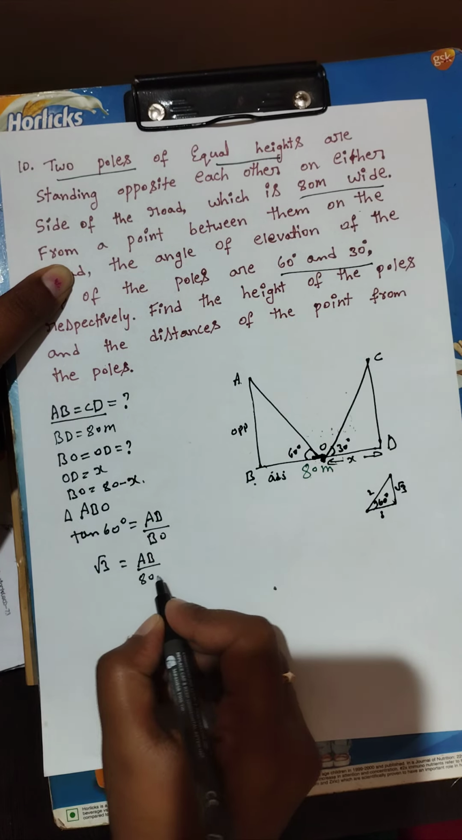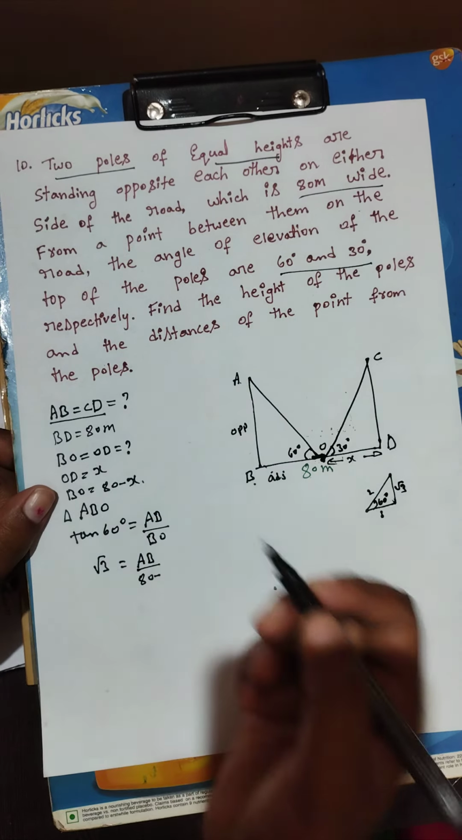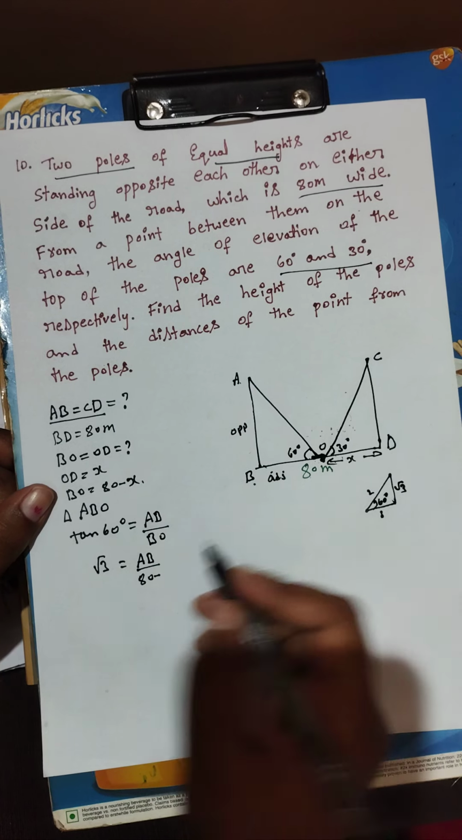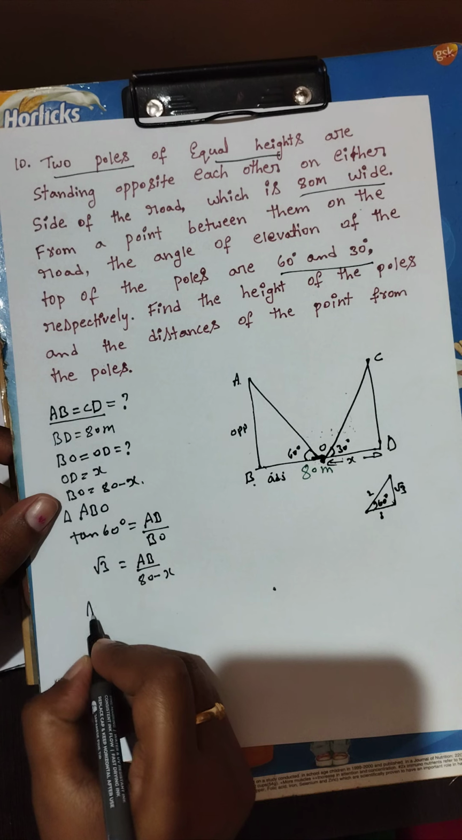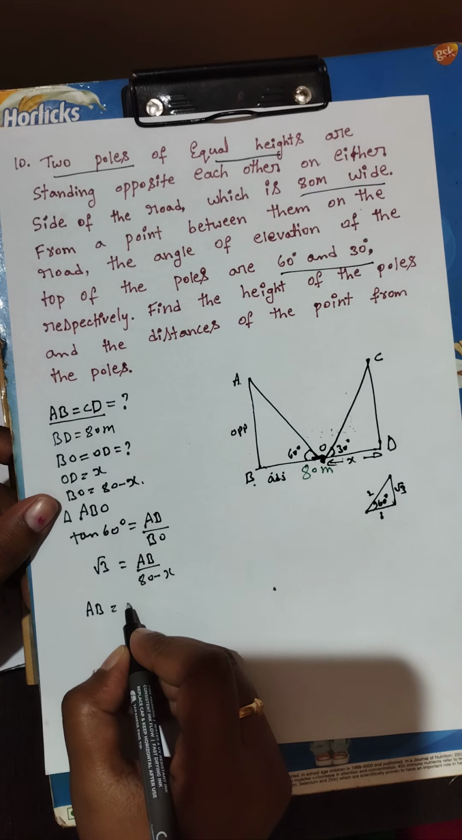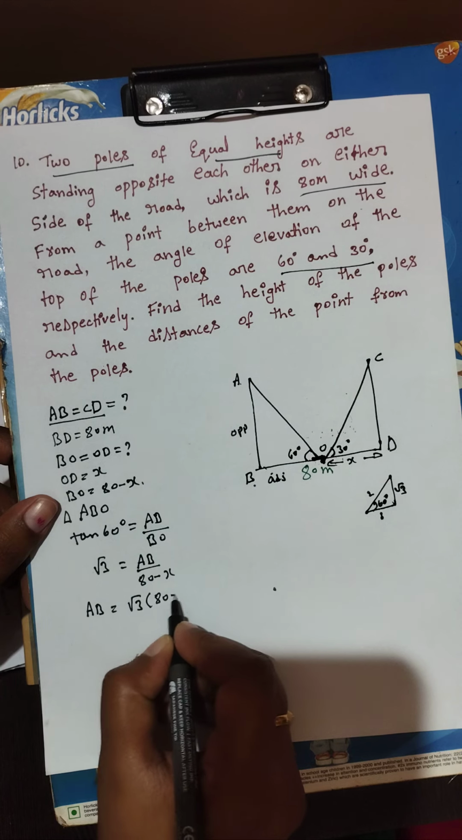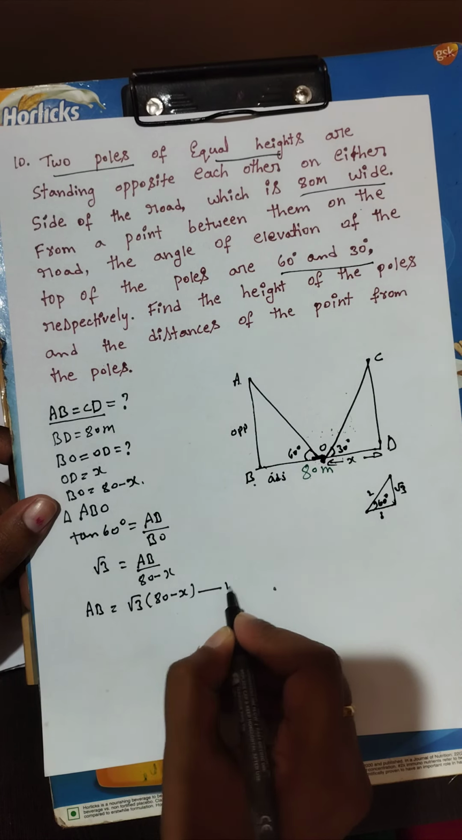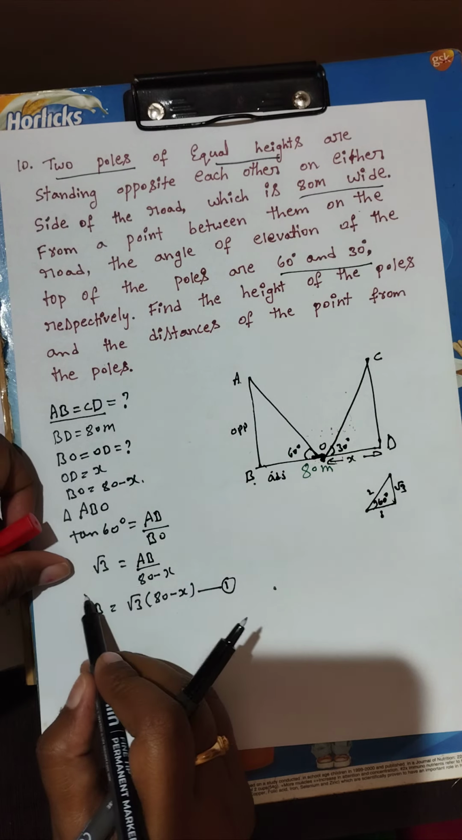You can write 80 minus x, or you write it as OD. Both are one and the same. Let me write it as x. So you cross multiply this. What will you get? AB equals root 3 into 80 minus x. Call this equation number 1 for our convenience. This again we will use.